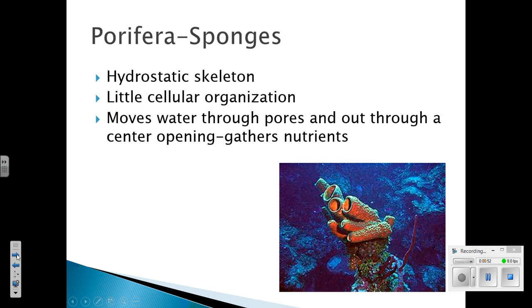So we'll start with porifera. Porifera is the sea sponges. Their skeleton is hydrostatic, so there's no bone or cartilage. It's mainly water pressure. Very little cellular organization, meaning they're not very complex. And they're going to move water through pores, and then the water is going to kind of sift through, and nutrients are going to get filtered out, and then it's going to shoot the extra water out a center opening. And so it's constantly squirting water, which is kind of their process of digestion. It's getting the nutrients through.